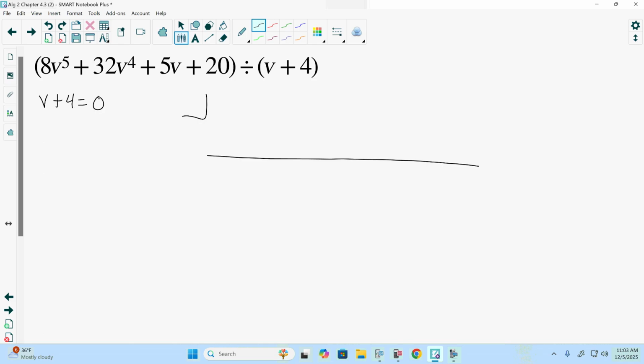So, 2 things. One, we need to solve v plus 4. Solve for v here. We could do that because solving for v, the first thing we would do is subtract 4, telling me v is negative 4.